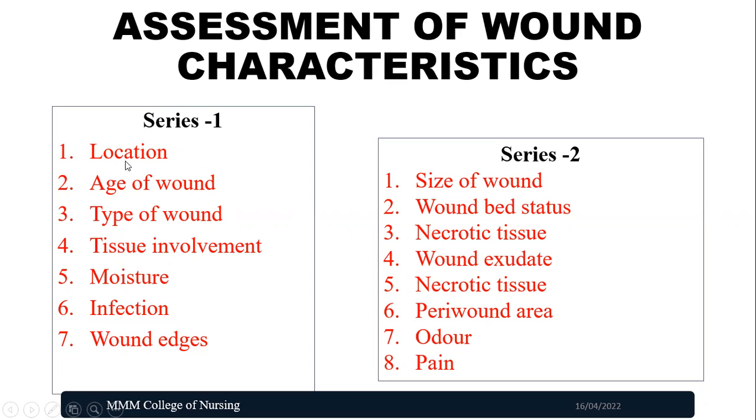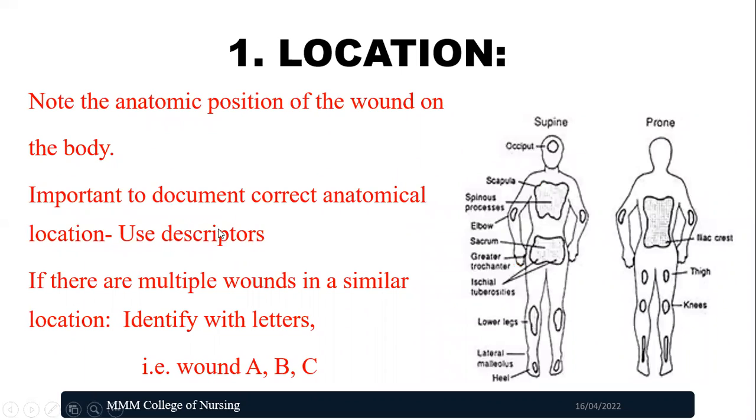In this video, I'm going to discuss the location of the wound, age of wound, type of wound, tissue involvement, moisture, infection, and wound edges. Let us move into these factors. The first factor is the location, which means where the wound occurs on the person's anatomy. Here, you may use anatomical terms like iliac crest or hip, or you can use descriptors like lateral, medial, proximal, distal.